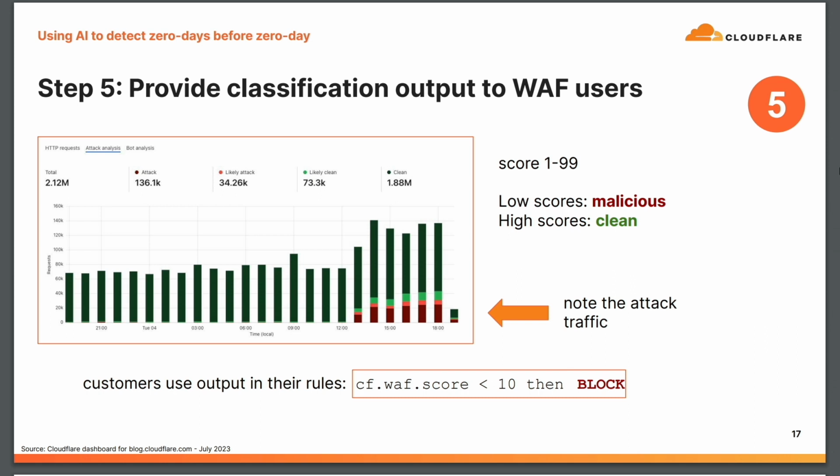The way the customers interact with the model and its output is by creating a rule. As I mentioned, the firewall is a rule-based system. So customers can write some logic in the WAF to say, if the score of this request is less than, let's say, 10, then block this request because it's malicious. So the way the interaction works is extremely straightforward.